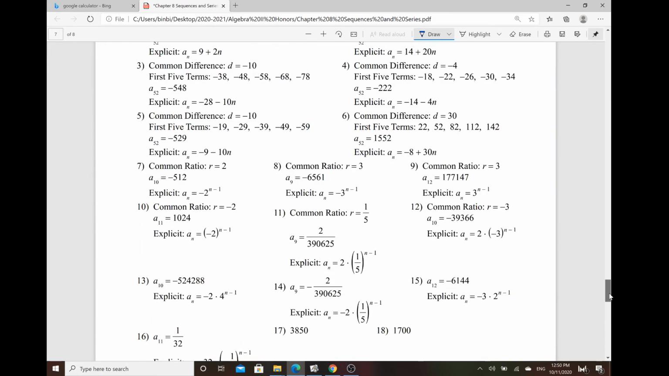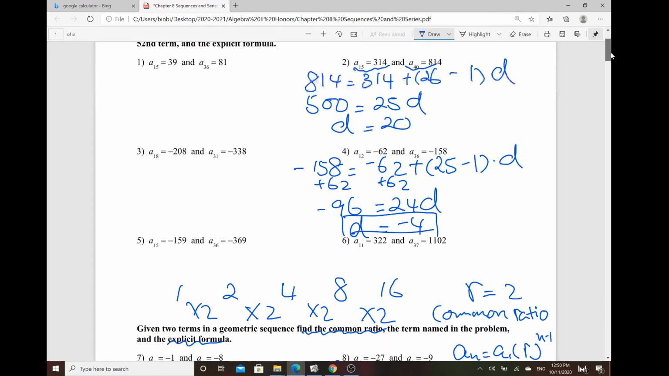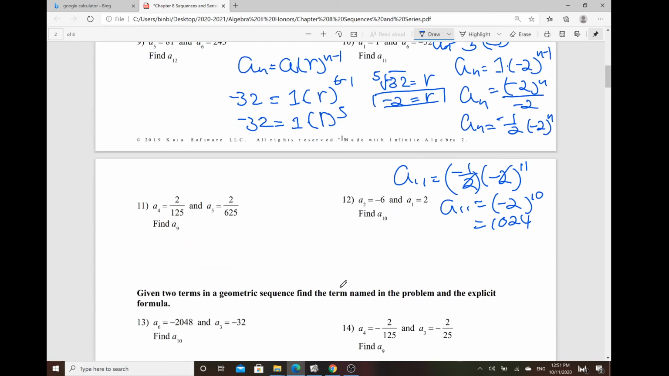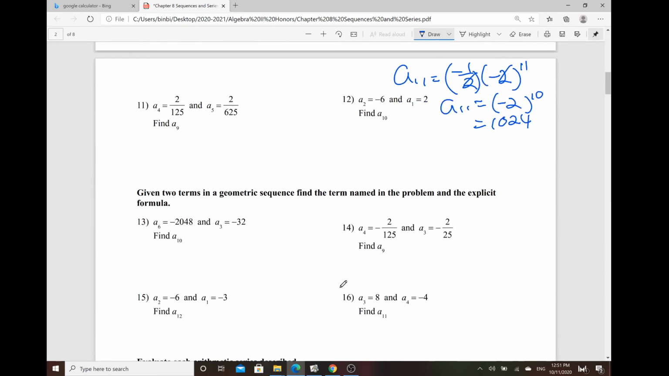Which is 1,024. So basically this one can reduce down by 1 degree. So it's just taking that negative 2 to the power of 10. 1,024. Okay, so now number 12, that one's quite similar. You guys can figure out what that is.